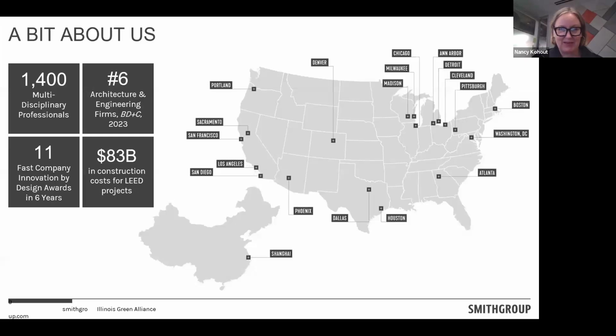And I would be remiss if I didn't just share a little bit about our firm. We have 20 offices across the country, and we have just fundamentally a value system of sustainable design, and really excited about what's happening in the landscape of decarbonization these days. So excited to share our project with you. Next slide.